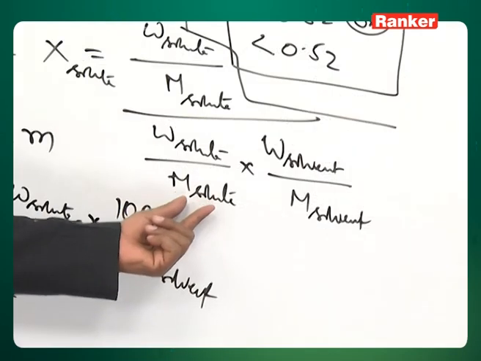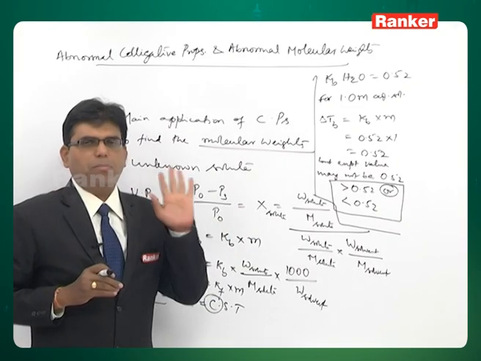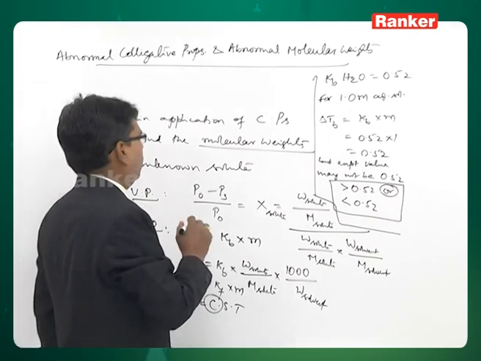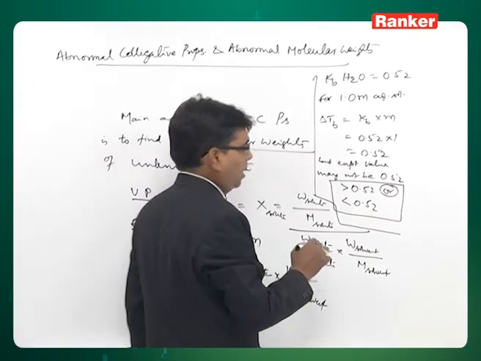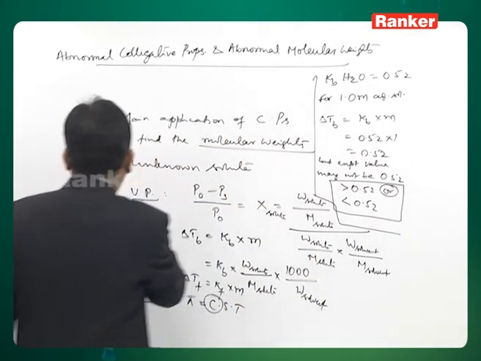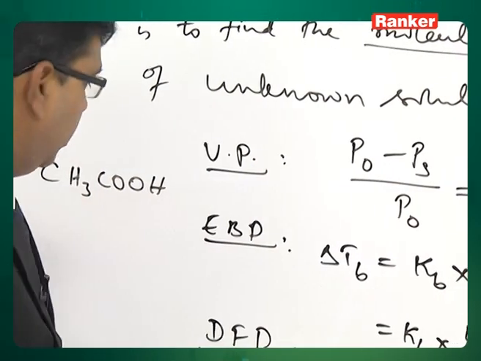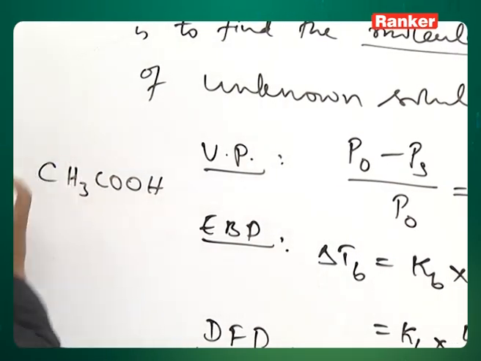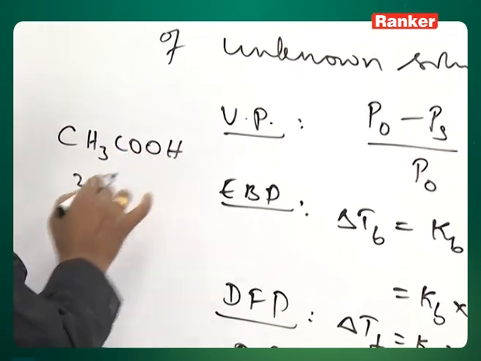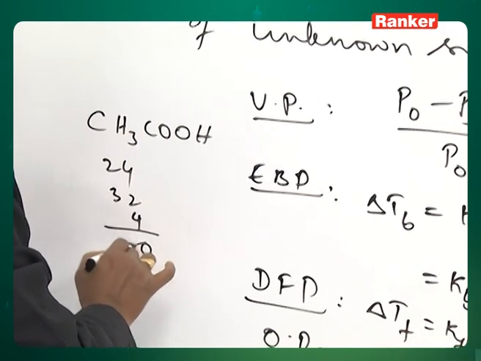What happens is, the molecular weight of acetic acid, which is normally, the acetic acid molecular weight, how much is the acetic acid molecular weight? That will be around, as you know, CH3COOH is the formula of acetic acid. So, it is carbon, 2 carbons, it is 24, 2 oxygens, 32, 4 hydrogens. So, it is 60.